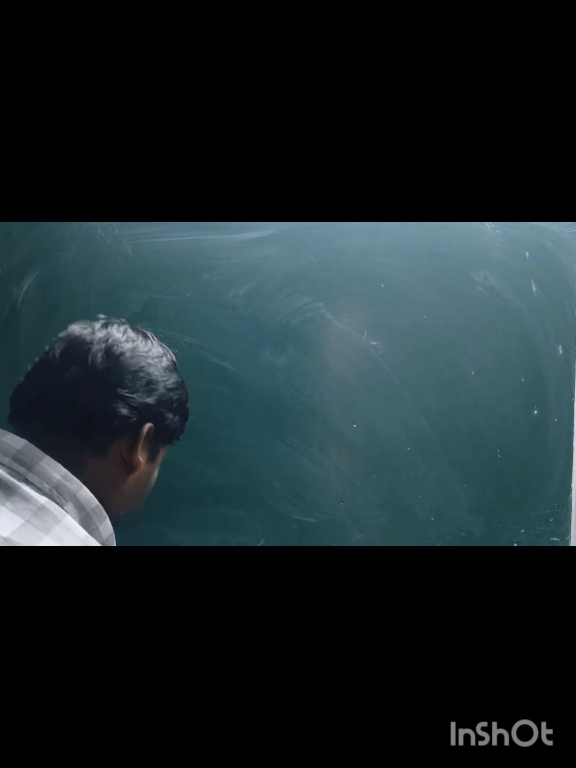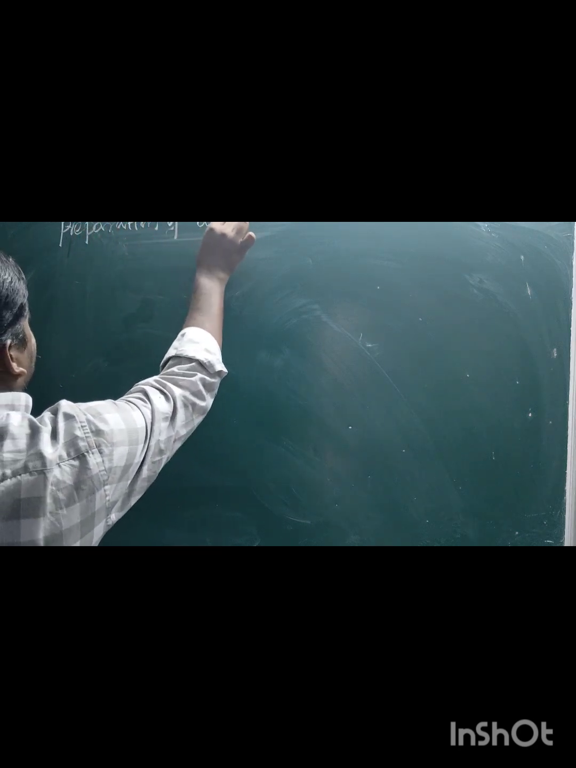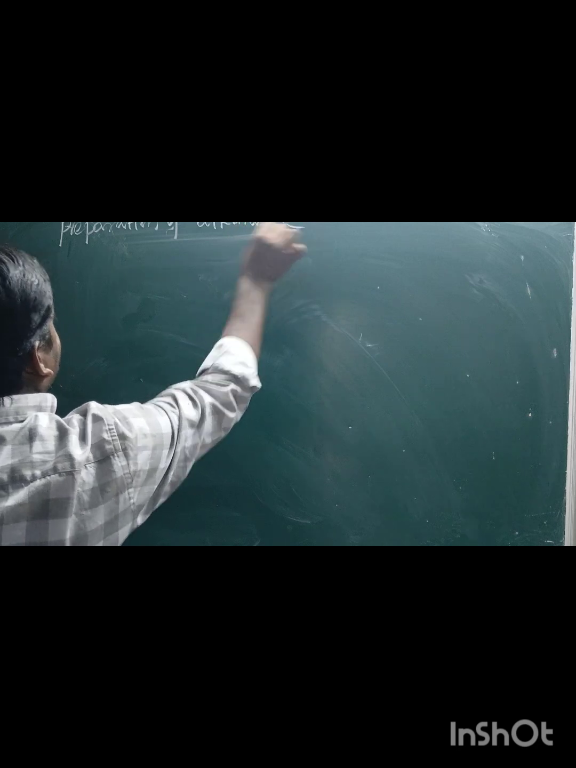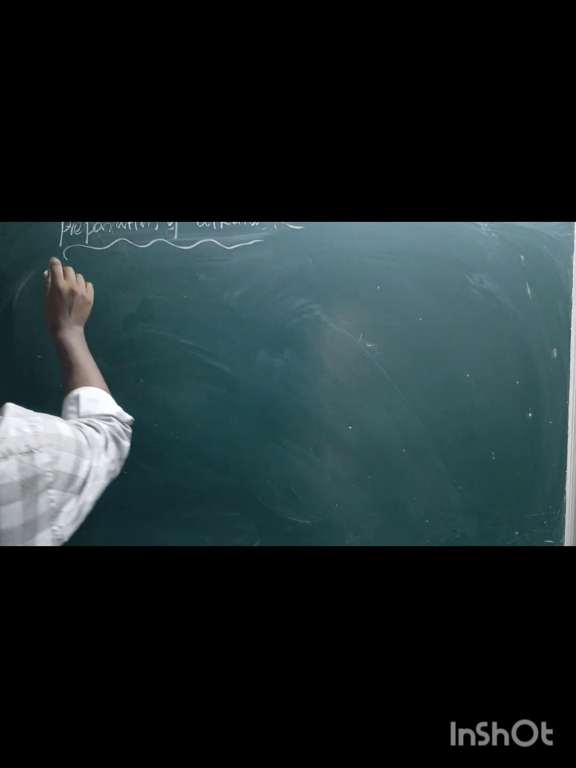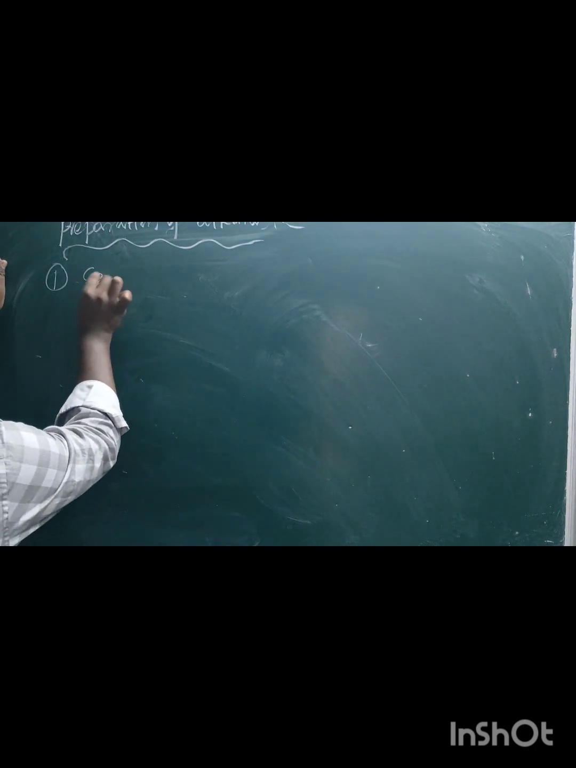Now we will continue. That is, what are the preparation methods? Preparation of alkanes. There are various methods of preparation. The first one is catalytic reduction of alkenes from unsaturated hydrocarbons.